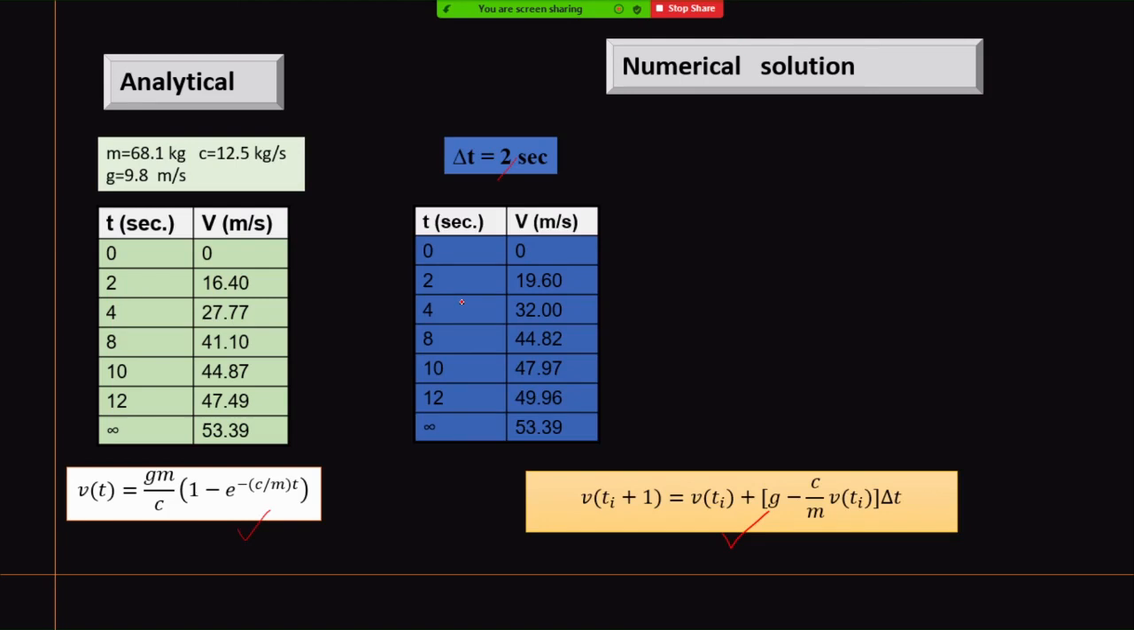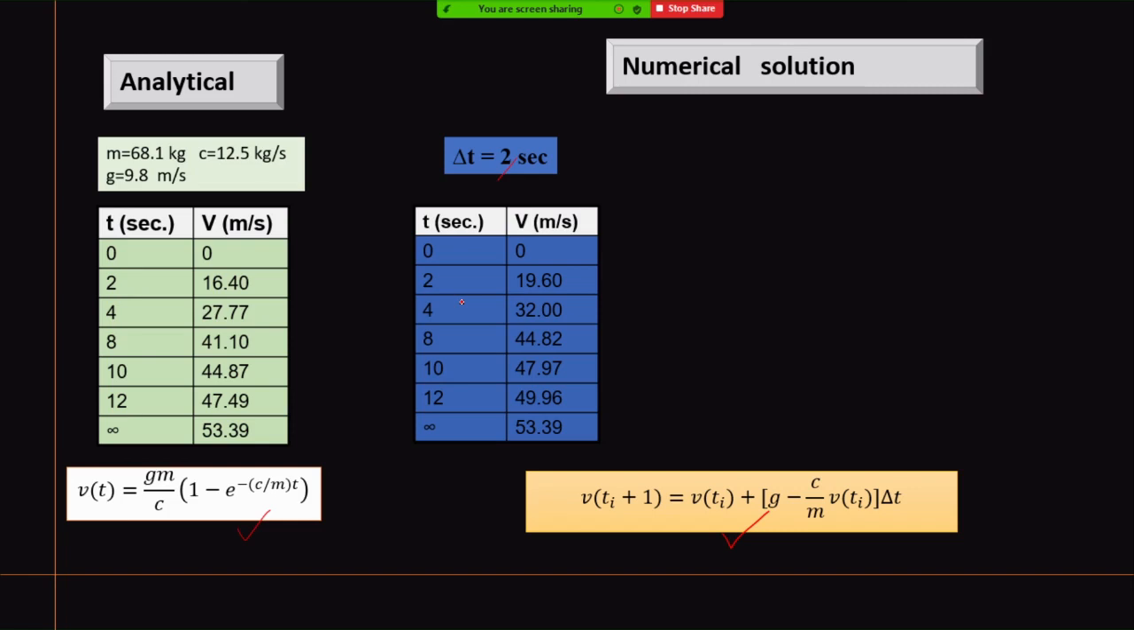What that indicates is that this difference is due to my step size of 2 seconds. If I reduce the step size, I will get better accuracy. In the same way you can observe that the difference is increasing in the next time steps. And if I reduce the step size from 2 seconds to 0.5, you can observe that your answer is now 17.6. It is nearer to the 16.4.